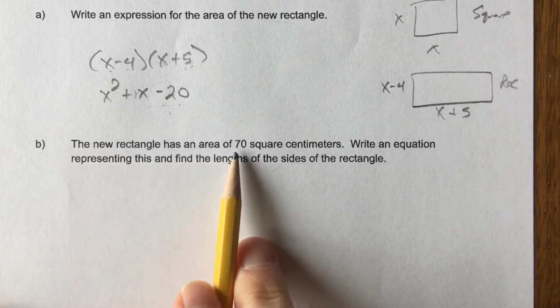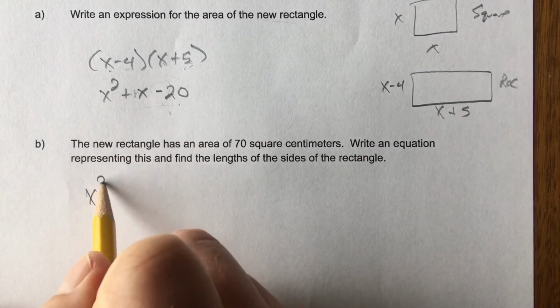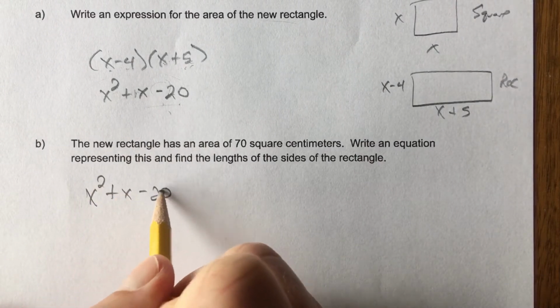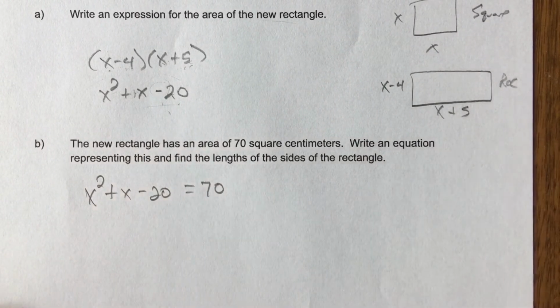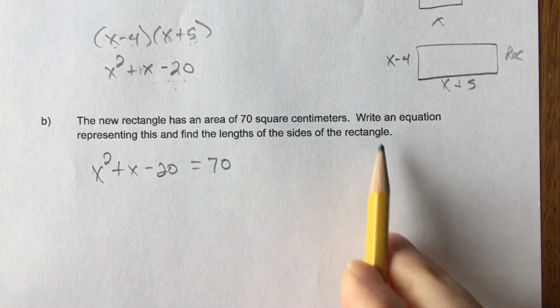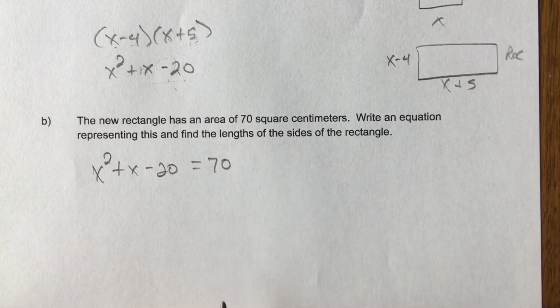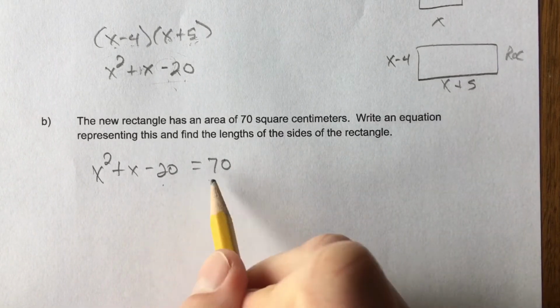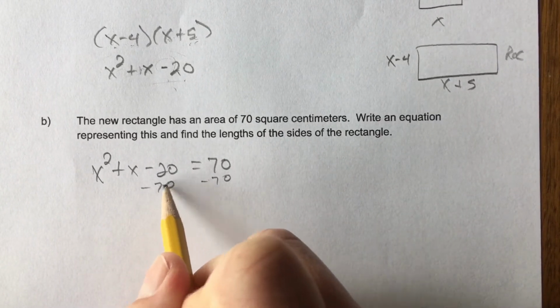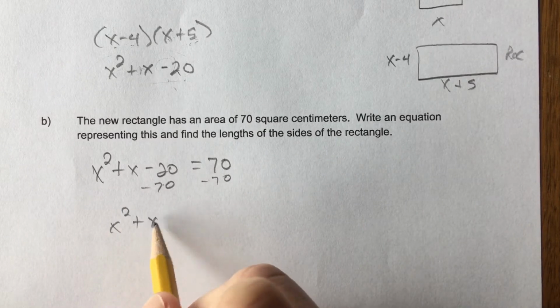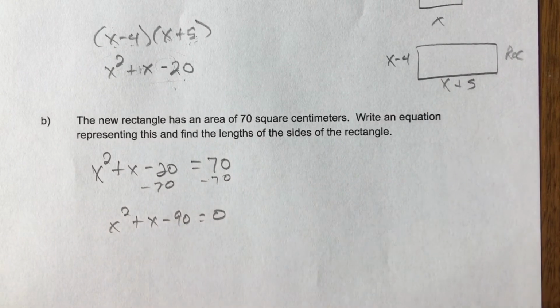So this new rectangle has an area of 70. So I'm going to take that area and set it equal to 70. Okay, and I write an equation representing this. There's my equation. And now I want to find the lengths of the sides. So I'm going to subtract 70 from both sides here. X squared plus x minus 90 equals 0.